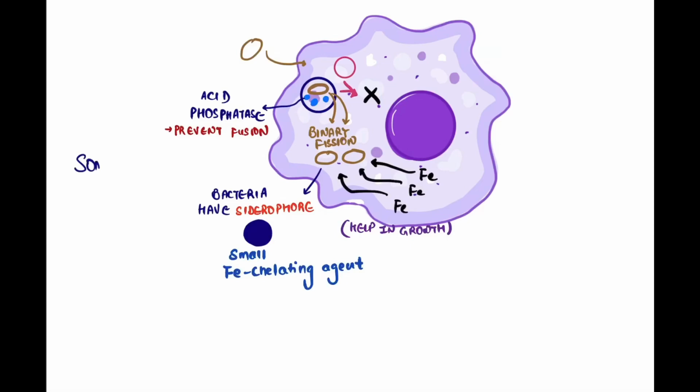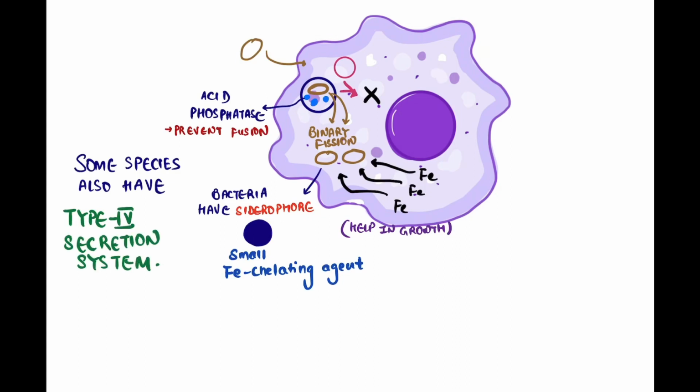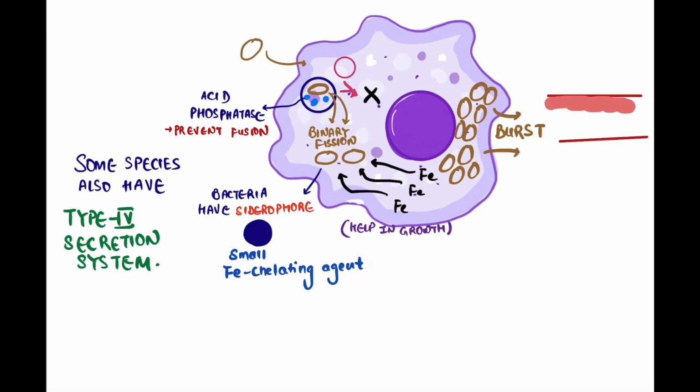There are some species of bacteria, like Francisella tularensis, that have type 4 secretion systems, and this also helps them survive inside the macrophages and increase their number through the process known as binary fission. As the macrophage is filled with bacteria, they burst and release them into the circulation. So they enter the blood system and flow to different parts of the body.